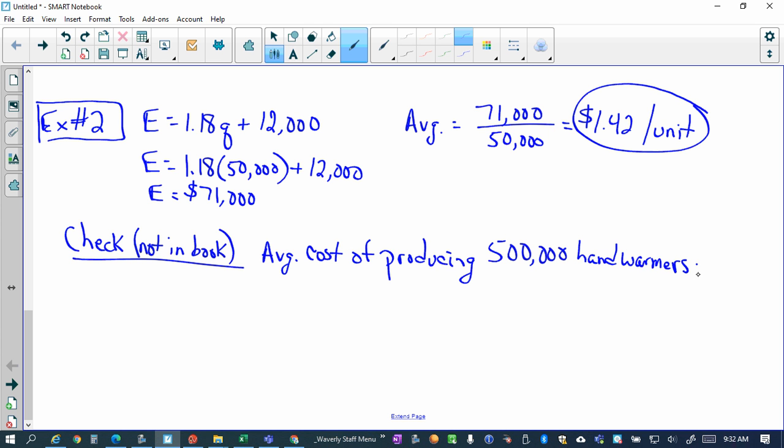We're going to be dealing with the same equation. You know how to find the total cost of producing a batch: we take the 500,000, plug it in for Q, and take that result and divide it by 500,000. We'll take a minute and do that and see what the average cost is.